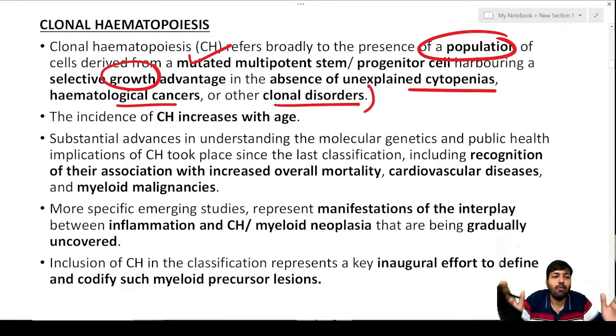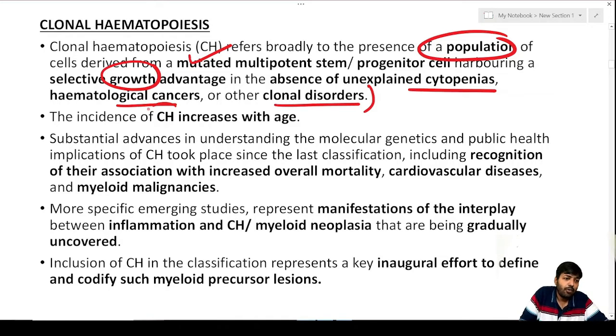So try to understand the meaning of clonal hematopoiesis. It just means that among the group of stem cells or certain progenitor cells in the bone marrow, some group of stem cells have an added advantage, in that they show more growth as compared to the other stem cells. And such increased growth is not accompanied by any clinical signs or symptoms. Meaning there are no cytopenias, no cancer association, no clonal disorder association.